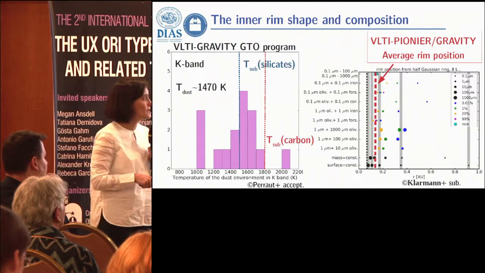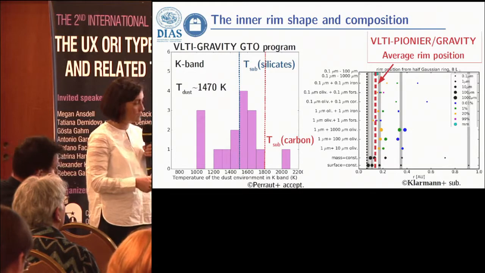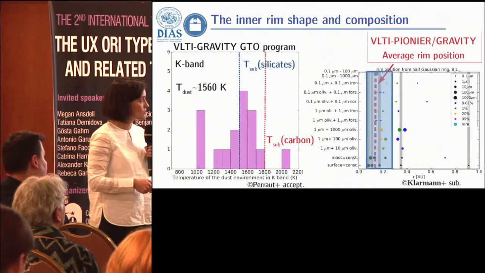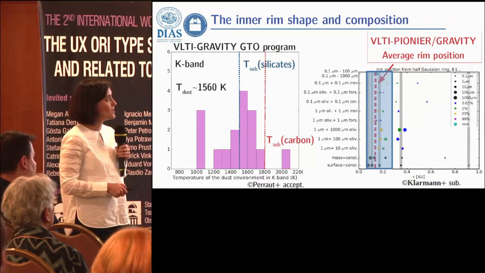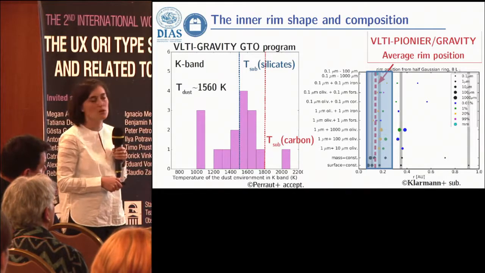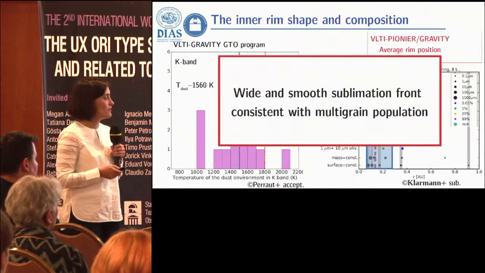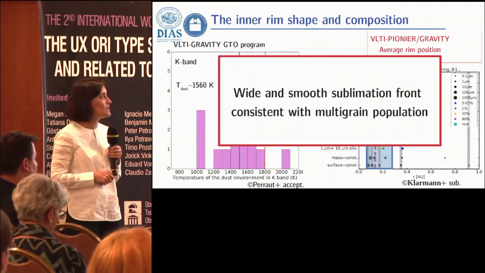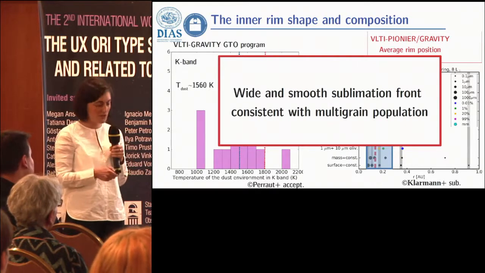And so this is the average rim position for the PIONIER and GRAVITY survey. So most of our sources are located in here. And what it means is that in order to reproduce this, you need a multi-grain population. So our conclusion from this is that the rim seems to be wide and smooth and is consistent with a multi-grain population.